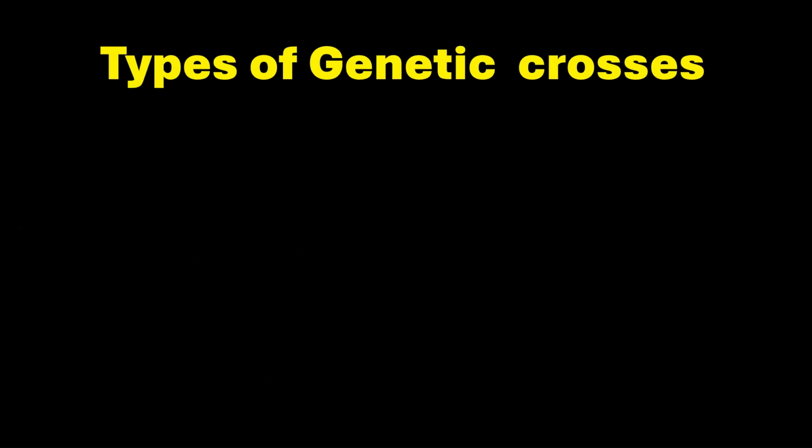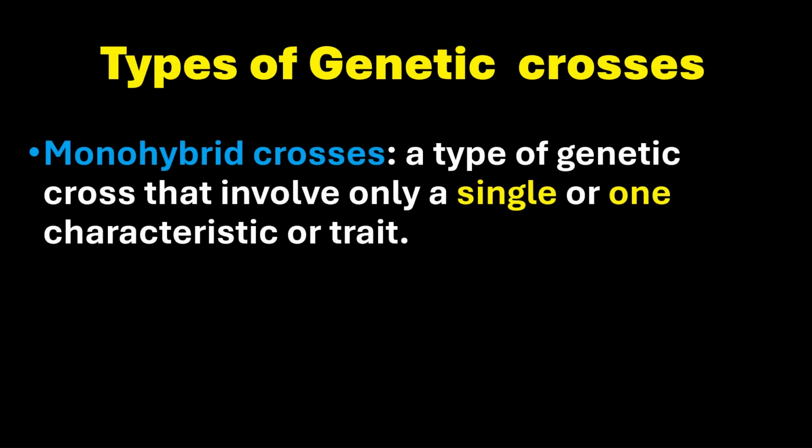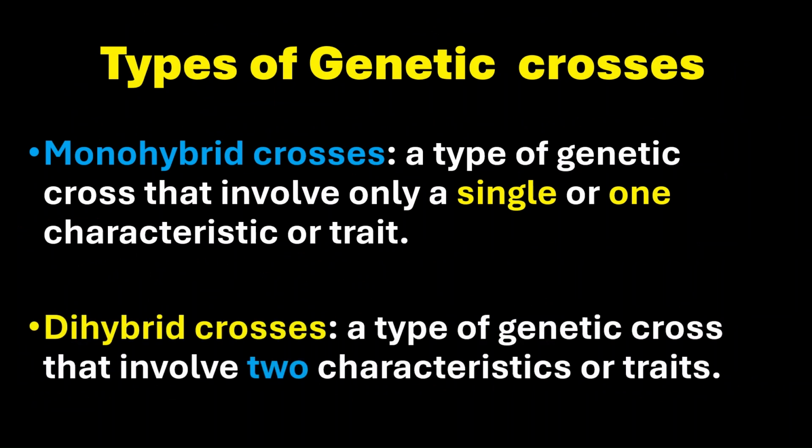Now, this will take us to the types of genetic crosses. As we know in the curriculum, there are two types of genetic crosses. We have monohybrid crosses, which is a type of genetic cross that involves only a single or one characteristic or trait. Remember, the word mono means one. So that should be an easier way for you to remember. Dihybrid crosses. The word di means two. It is a type of genetic cross that involves two characteristics or traits.